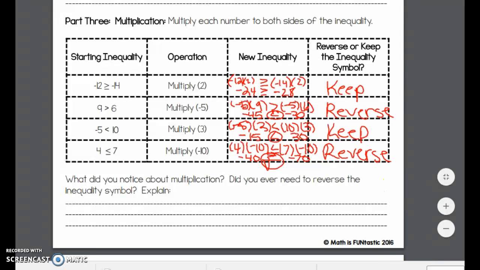And then at the bottom, what do you notice about multiplication? When do we reverse it? Whenever you're multiplying by a negative. Can you write that for us?